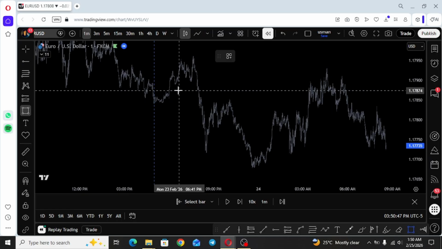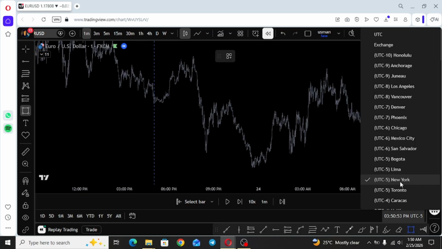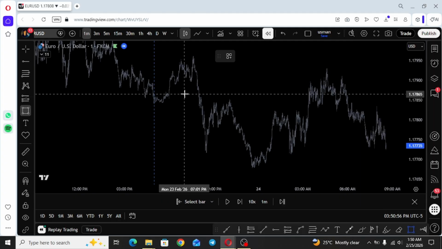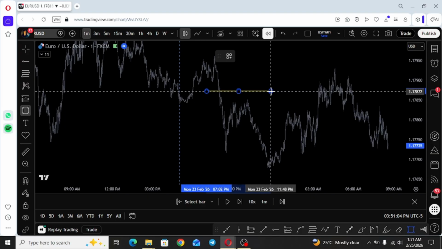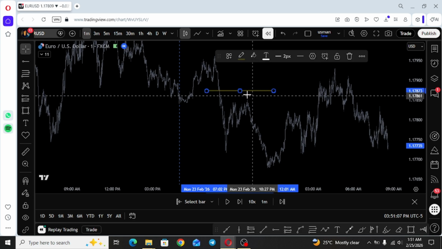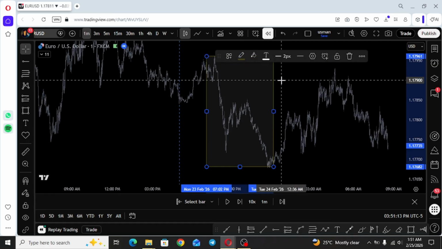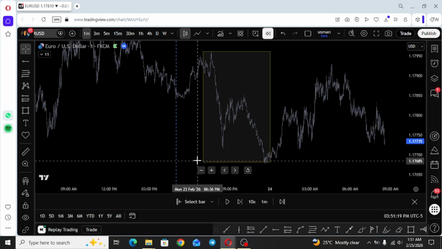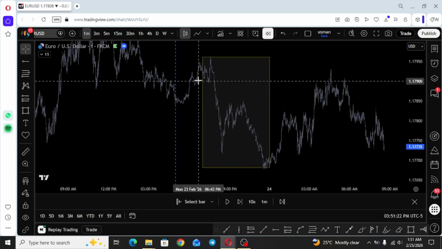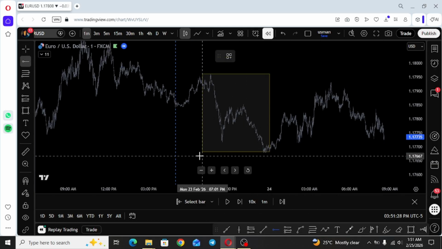First, you have to mark the Asian range. The time zone I am using is UTC-5, New York time, on TradingView. I mark the range from 7 p.m. till 12 a.m. The important levels are the high and low of the range, because we expect the market to sweep either the low of the range and give us a bullish entry, or sweep the high of the range and give us a bearish entry. So let me mark the high and low of the range.